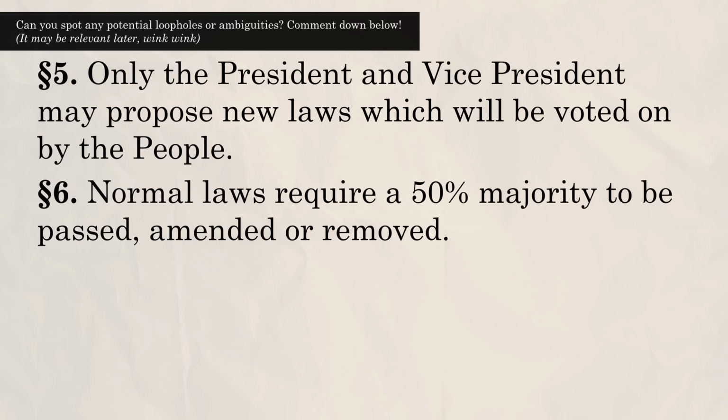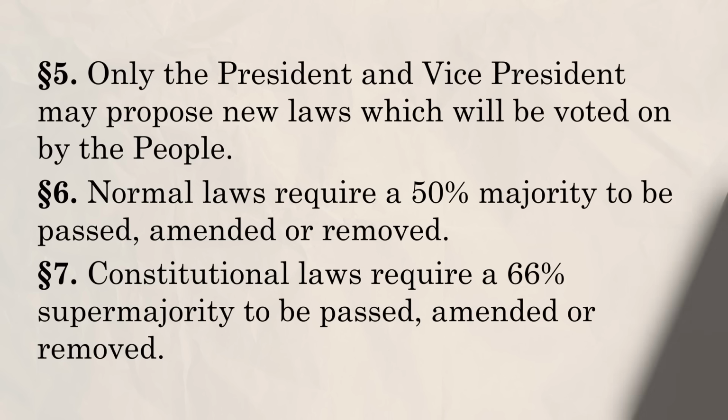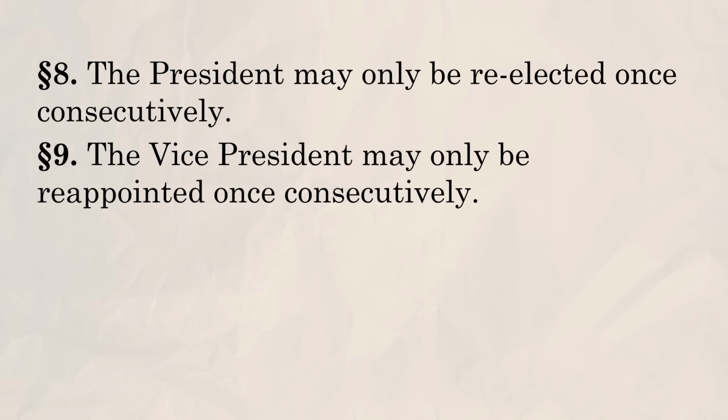6. Normal laws require a 50% majority to be passed, amended or removed. 7. Constitutional laws require a 66% supermajority to be passed, amended or removed. 8. The president may only be re-elected once consecutively. And 9. The vice president may only be reappointed once consecutively.